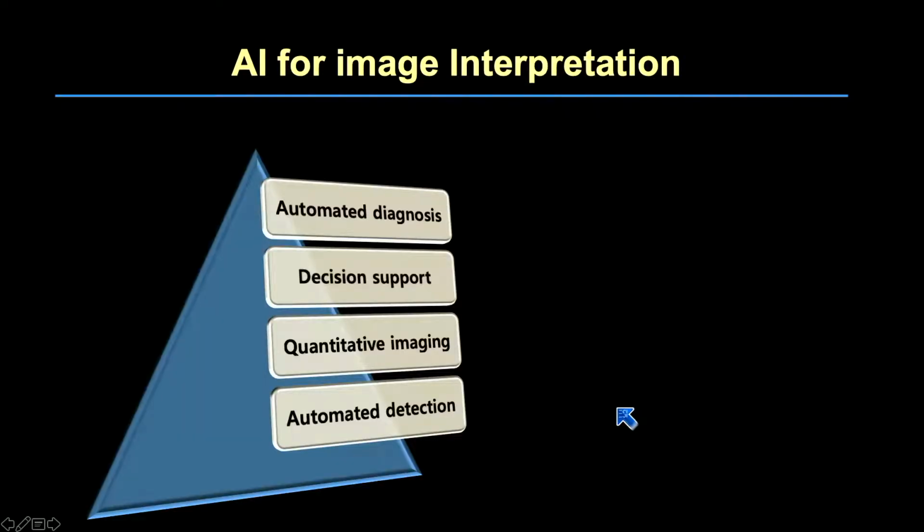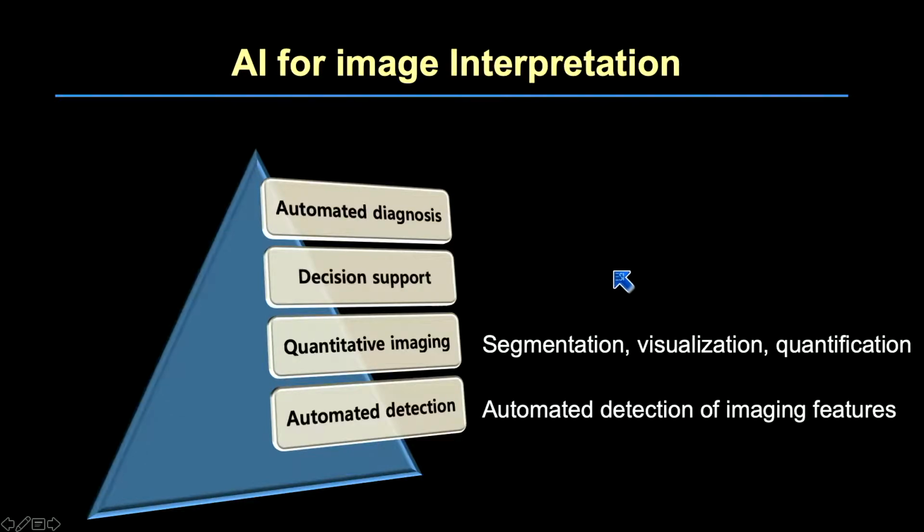So when I think about AI and its potential role for image interpretation, I like to think about this pyramid. Basically, these are steps that AI can really help. At the very basic level, AI can provide automated detection of imaging features, something that may be difficult for us to detect, or sometimes impossible for us. For example, radiomic features would be something that AI can clearly have an advantage of looking at and providing a summary for us. For example, quantitative imaging, as we discussed in the previous talk a little bit.